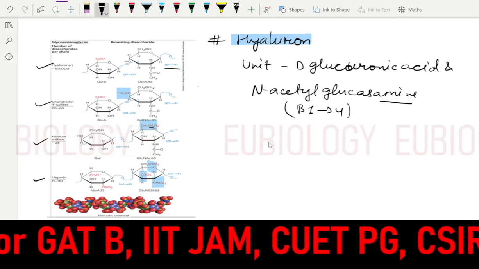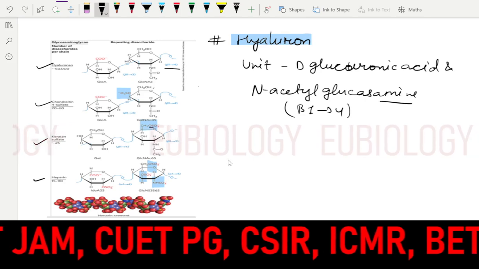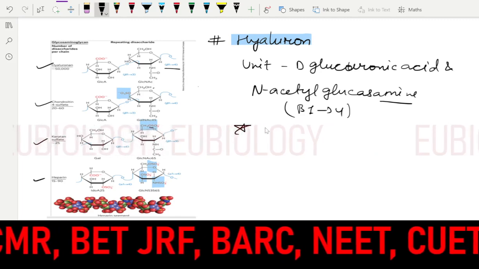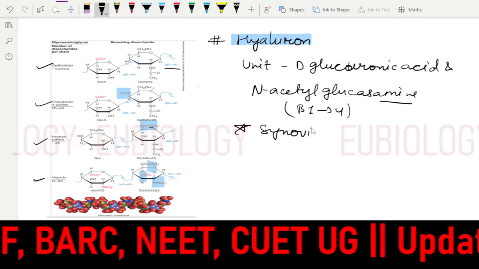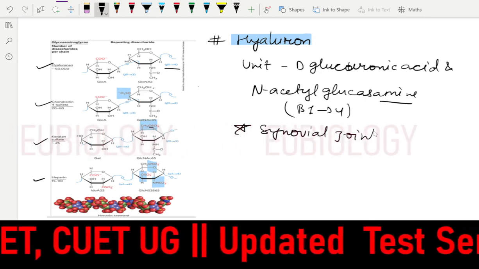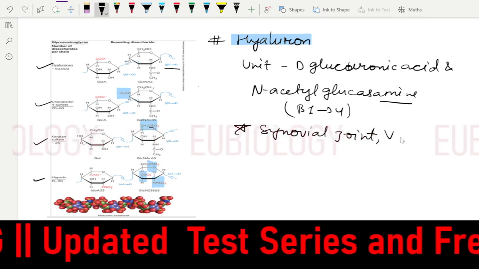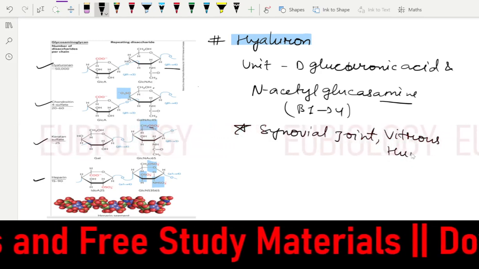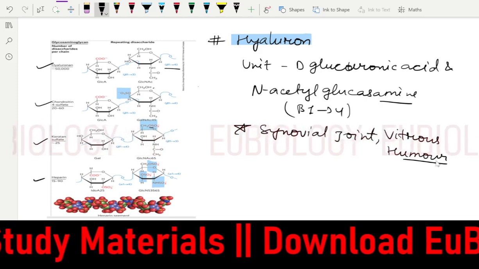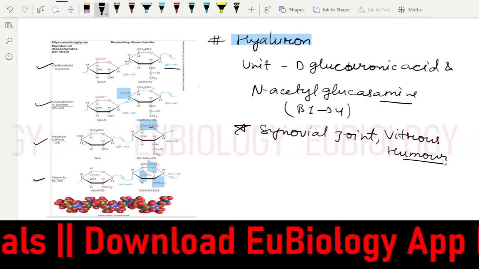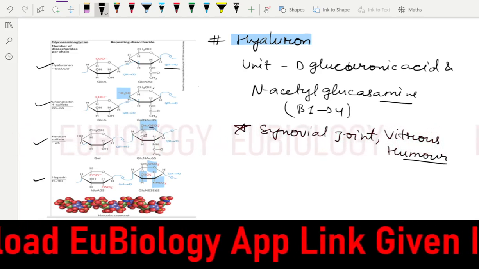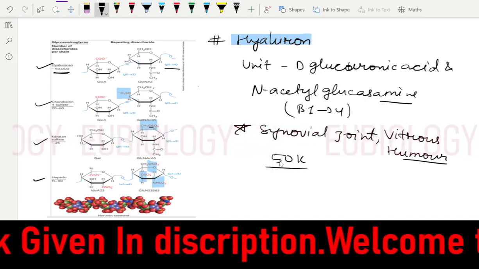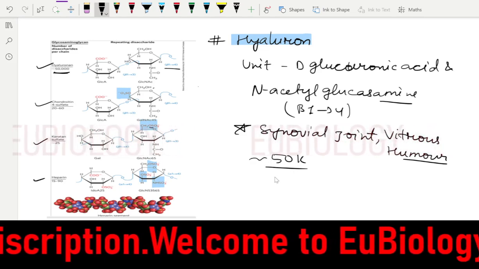it will serve as a highly viscous, non-compressible solution lubricant in the synovial joint. So it will be present in the synovial joint, as well as in the vitreous humor. Where is the vitreous humor present? In our eyes. So it is a lubricant and a non-compressible solution. Important thing about it, its size is around 50,000 Dalton. Okay, so this is about hyaluron.